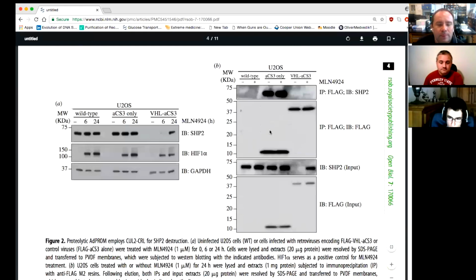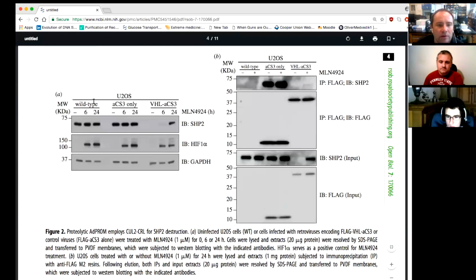Figure 2, okay. So figure 2A, again, you got your controls. Here they just picked U2OS cells to look at. You have wild type, ACS3 only, which is a negative control, and VHL ACS3, which is your actual seek and destroy system. You have SHP2, and then you have GAPDH, and then you have this other protein, HIF1A, which I believe is another pathway that's affected by SHP2. We can go back to that later, but it's being used as a control essentially here.